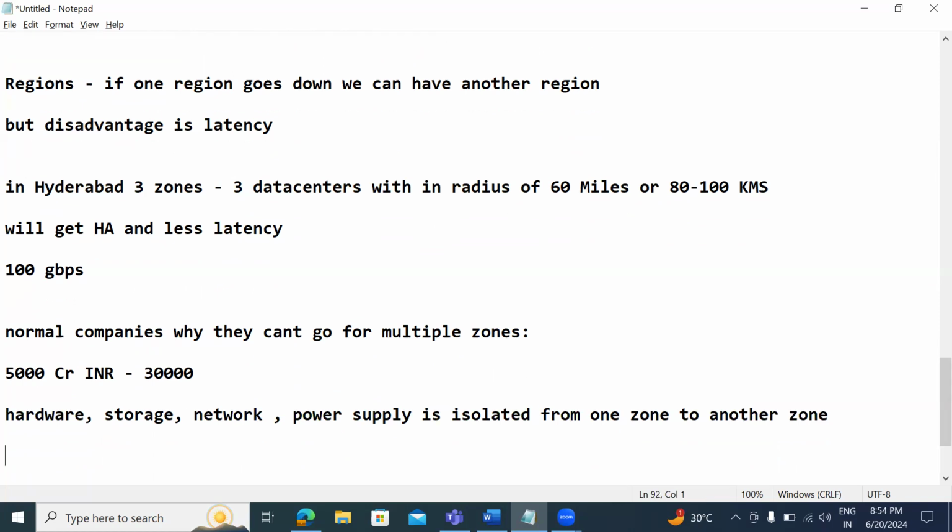In Hyderabad itself, they may invest another 500 crores for the power supply. They don't take the power supply from the government because the government may have a shortage sometimes. That's the reason, and each zone may not have the same power source. What is the problem if both zones have the same power source? If that is down, again it's a single point of crash.